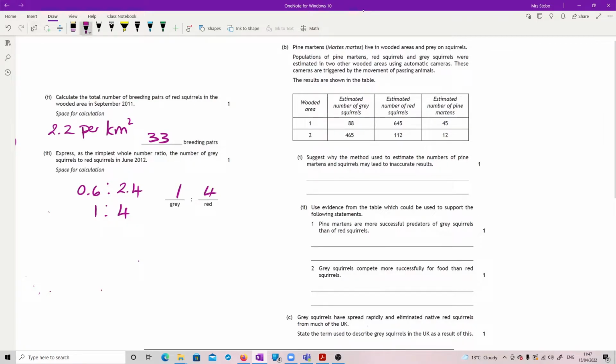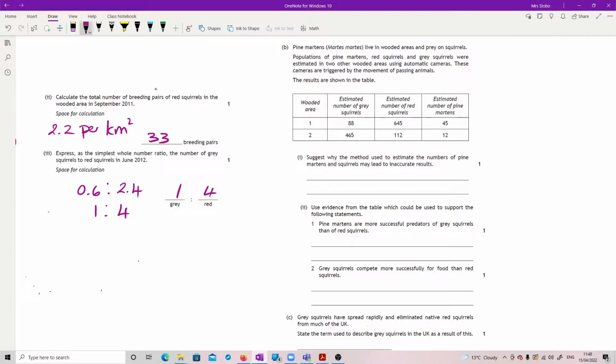Pine martens live in wooded areas and prey on squirrels. Population of pine martens, red squirrels and grey squirrels were estimated in 2 other wooded areas using automatic cameras. These cameras are triggered by the movement of passing animals. Results are shown. Suggest why the method used to estimate the number of pine martens and squirrels may lead to inaccurate results. Now, you go and look at the mark scheme on this one, there's a lot of potential answers. They're really looking for any reasonable reason why it might not work.